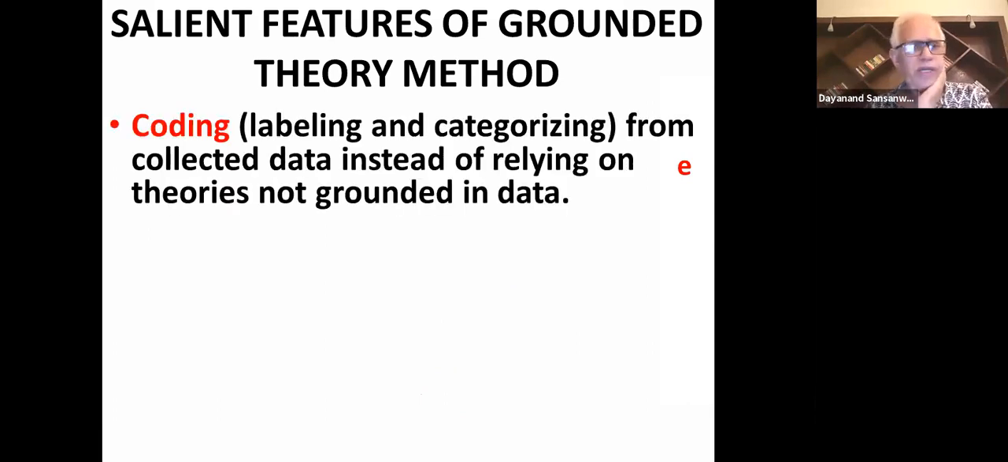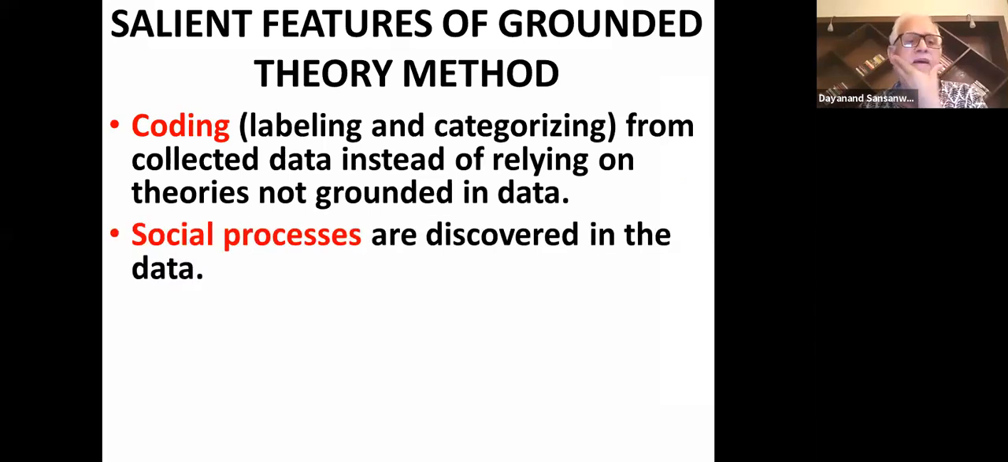Some other salient features of grounded theory are coding, as I have said, that means labeling and categorizing. From the collected data, you have to do the labeling and you have to categorize it. There is a social process. When you have the data, you may try to find out whether it reflects some social processes, like social meetings, people talking, parties, going to the movies and the park.